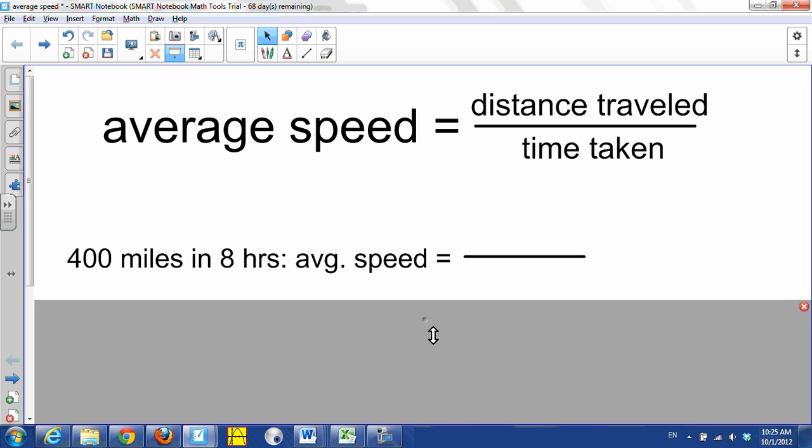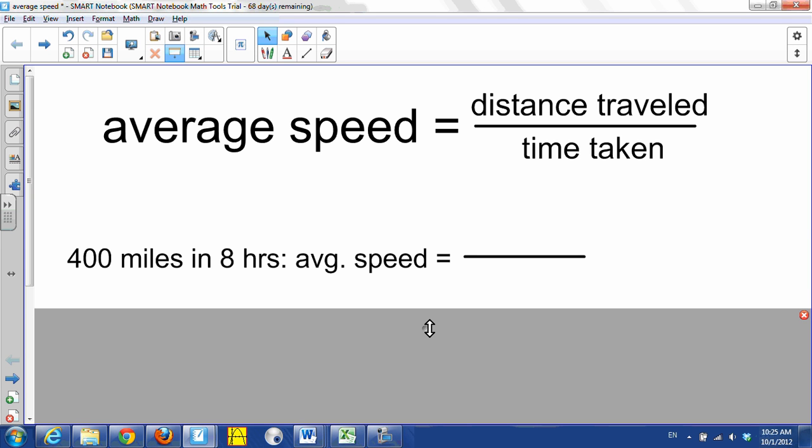Now let's consider this scenario. Suppose you're on a trip in your car, family's going on a trip, and you travel 400 miles in 8 hours. How fast were you going on average? Well, using the formula, 400 miles divided by 8 hours. Pretty simple. 400 divided by 8. Hopefully, 400 divided by 8 is not a problem for you. 40 divided by 8 is 5. So that would mean 400 divided by 8 is 50.